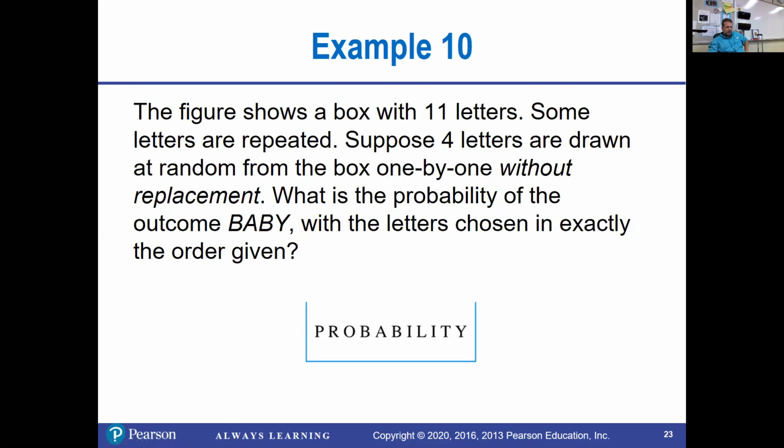All right, so a few things before we go further with that. Without replacement is always important, which means when you start with 11, the next draw is going to be 10, and so forth. Okay, and the other thing here is exactly in the order to spell the word baby. Now, can I spell the word baby? Yes, because there are 2 B's, an A, and a Y. So I can spell the word baby. So it is possible.